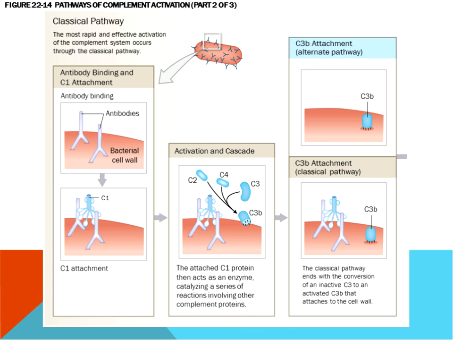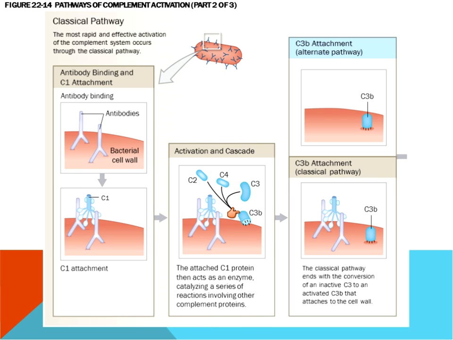So here's a pretty picture of that classical pathway activation. Big things that I want you to remember about the classical pathway activation are that, A, it starts off with the antibodies binding to the antigens in the bacterial cell wall. That's going to allow for the C1 protein to attach, and then it acts as an enzyme, and it activates the other complement proteins.